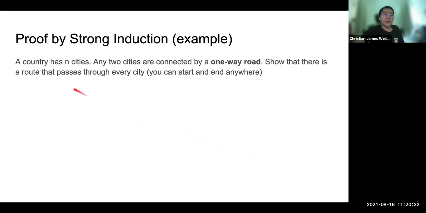So here's an example. Let's say I have a country with n cities. Any two cities are connected by a one-way road. What this means is that if I have a one-way road from A to B, I can travel from A to B, but not B to A. So it's just a single one-way road. We want to show that there is a route that passes through every city. You can start and end anywhere.